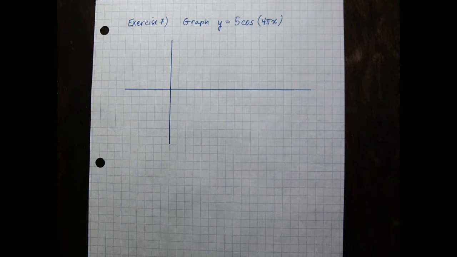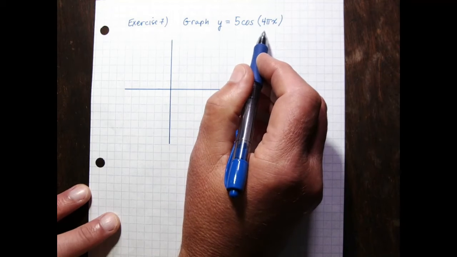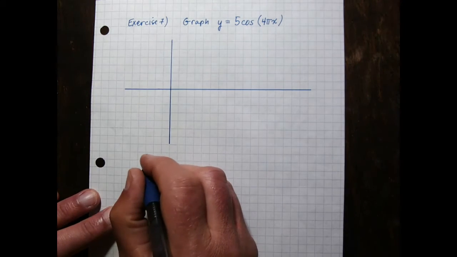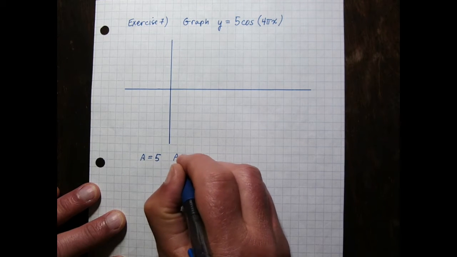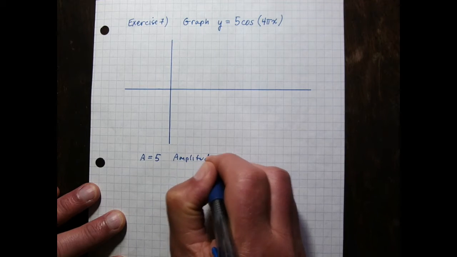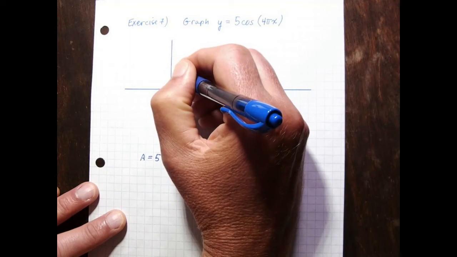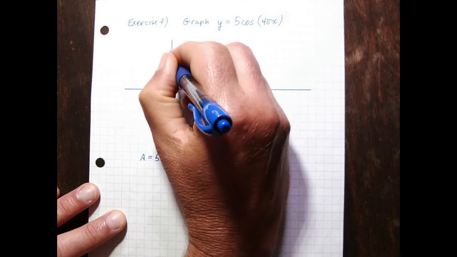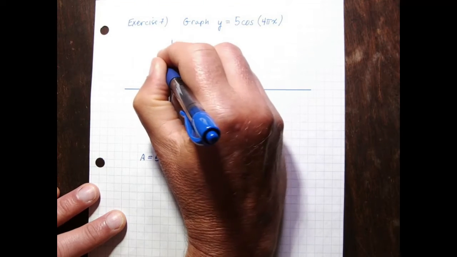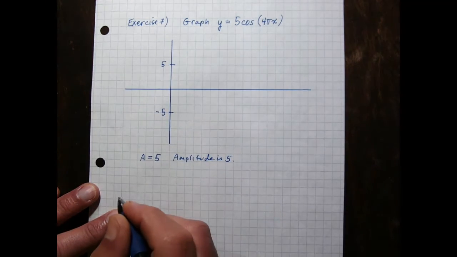So let's go ahead and apply these steps to this function y equals 5 cosine 4 pi x. We can see here a is equal to 5, so the amplitude is 5. And we can set up our y-axis scale however we want. I'm not going to label every one. I'm just going to say this is 5, and here I'm going to label negative 5.